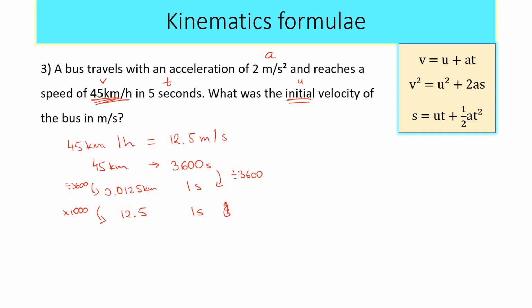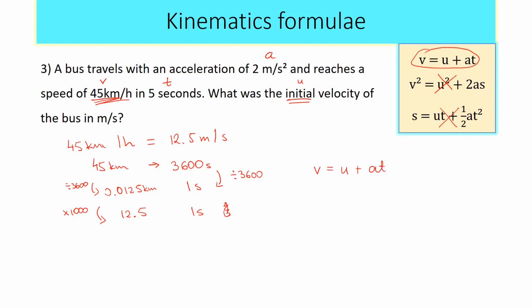So this is our final velocity. So now we need to decide which formula we want to use. Now notice we don't have a displacement given in our question. So this formula is not very useful, and this formula is not very useful. So the formula that we want to use here is this one. So that's V equals U plus AT.